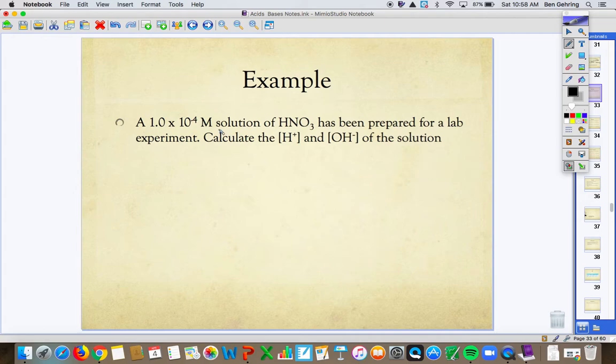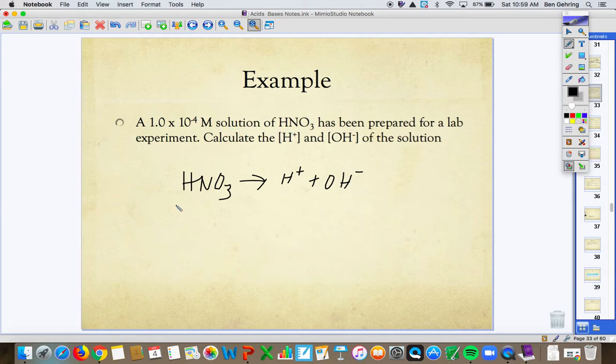For example, a 1.0 times 10 to the minus 4th molar solution of HNO3 has been prepared for a lab experiment. Calculate hydrogen and hydroxide concentrations for the solution. So we have HNO3, and HNO3 is a strong acid, so we're just going to go this way. It's going to split into H plus and OH negative. We know that we have 1.0 times 10 to the minus 4th molar HNO3.